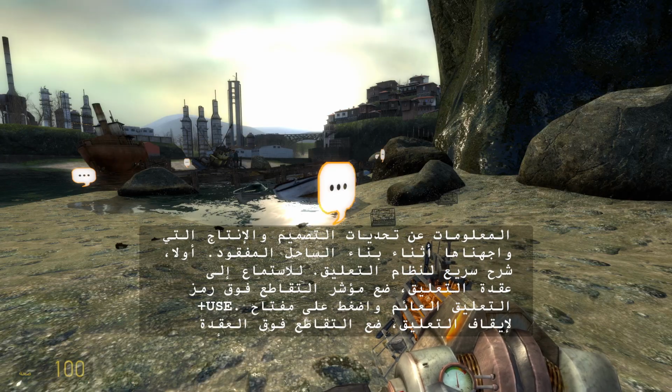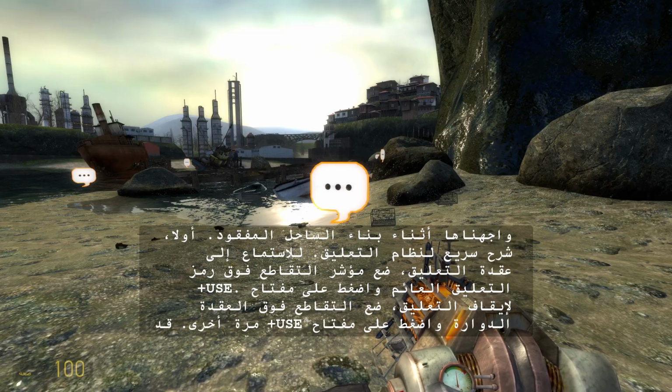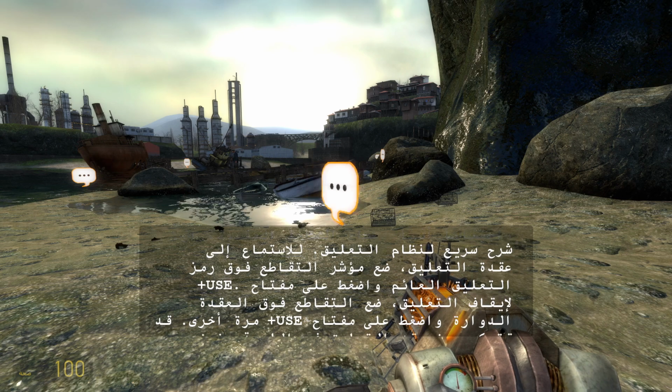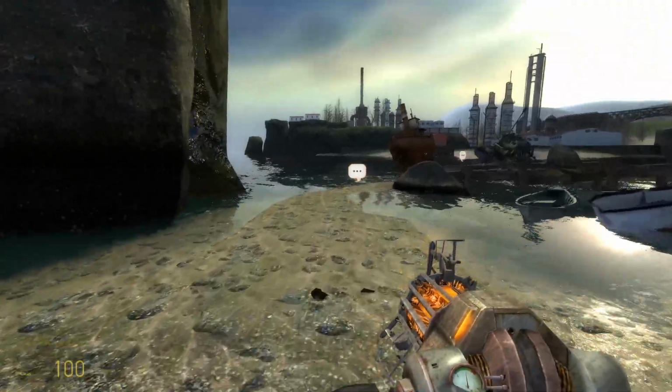First, a quick explanation of the commentary system. To listen to a commentary node, put your crosshair over the floating commentary symbol and press your Use key. To stop the commentary, put your crosshair over the rotating node and press.